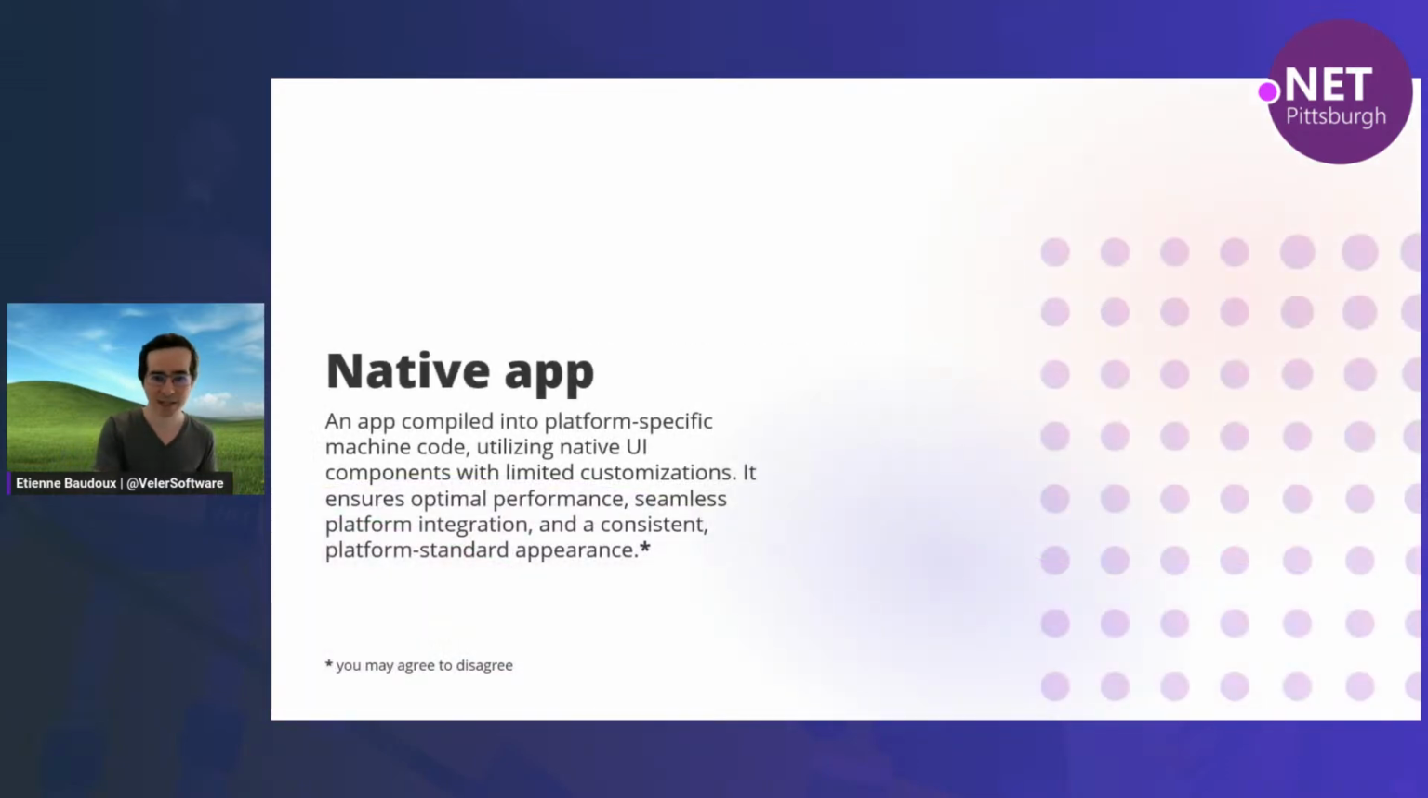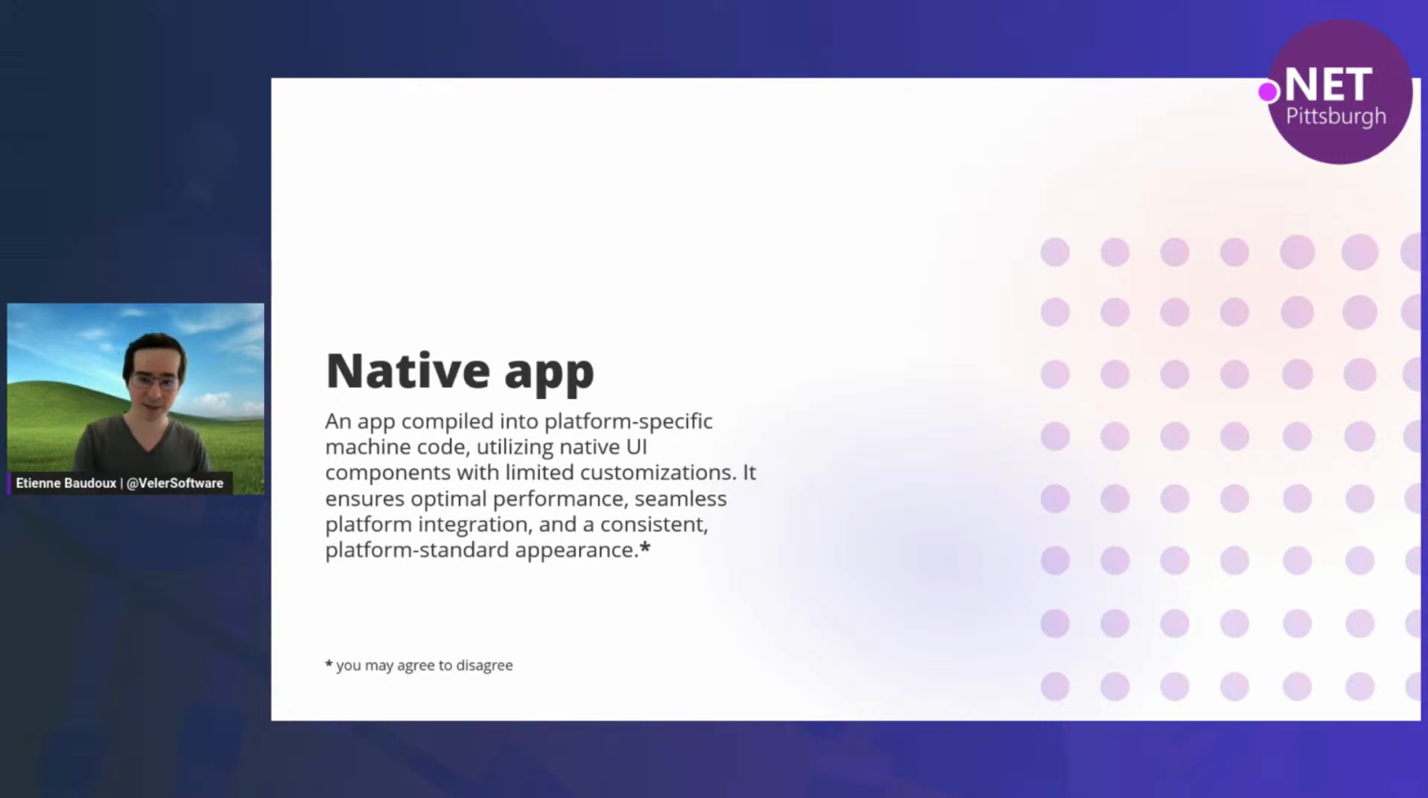So with all this being said, I think we are now able to define a clear definition of what a native app is exactly. And we may agree to disagree, because I know that we all have our own definition of what a native app is. But here's mine. In my opinion, it is an app that is compiled to platform-specific machine code, utilizing native UI components with limited customization. It ensures optimal performance, seamless platform integration, and a consistent platform standard appearance.